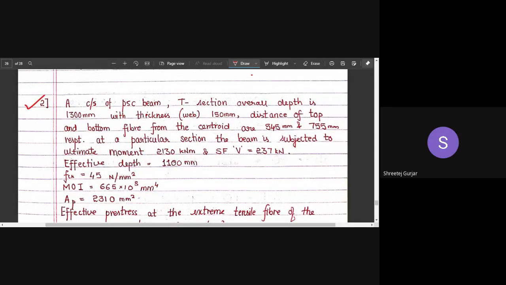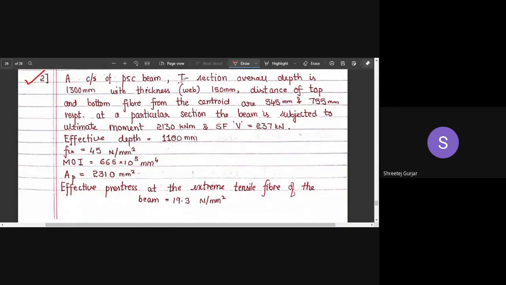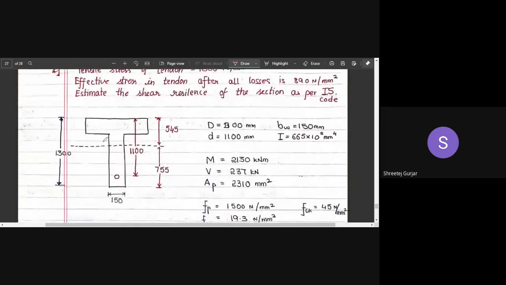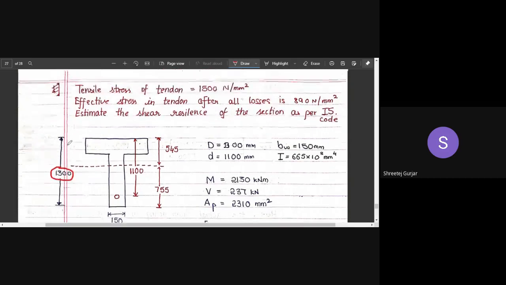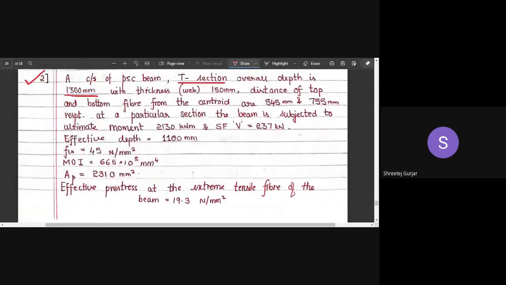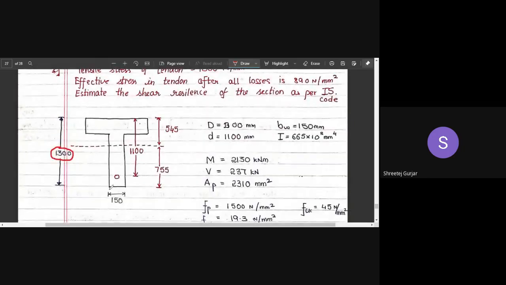So here in the second problem, you can see we have a T section. Overall depth is given. The overall depth of the beam is given as 1300. So I have drawn it over here, you can see the T beam and the overall depth is given as 1300. Thickness of the web is 150, which is given.